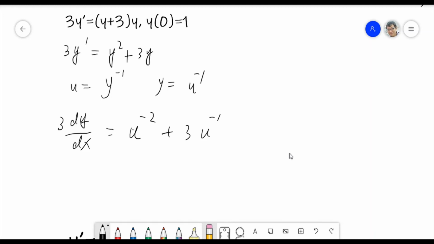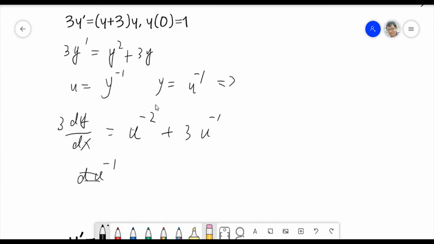What's next? The step is that u already changed, so we change the du. Sorry, I don't think it is so. Let's write it this way. Since y equals u to the negative 1, so y equals u to the negative 1.